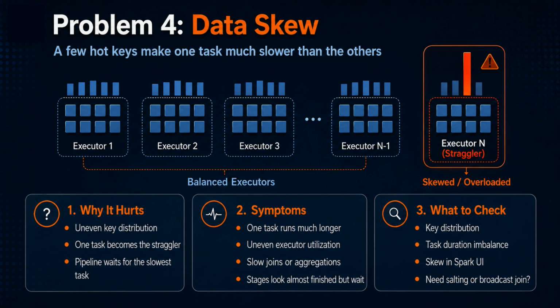The fourth problem is data skew. Data skew happens when the data is not distributed evenly. Maybe one customer, one country, one date, or one key has much more data than the others. Spark may finish most tasks quickly, but one task keeps running because it received a huge amount of data. That task becomes the straggler, and the whole stage waits for it. The symptoms are clear. One task runs much longer, executor usage looks unbalanced, joins or aggregations become slow, and the stage looks almost finished but does not complete. Check key distribution, task duration imbalance, and skew indicators in Spark UI. Balanced data means balanced work.